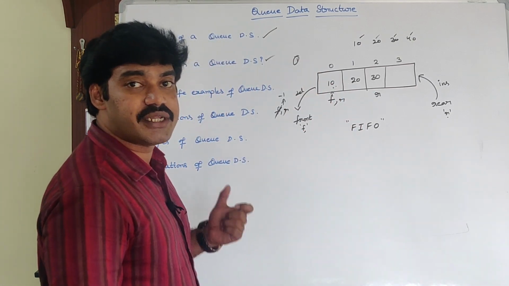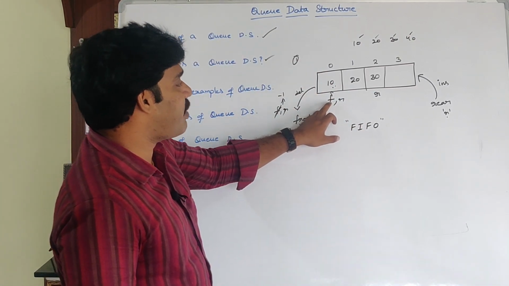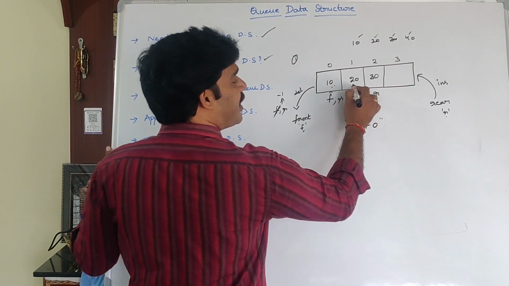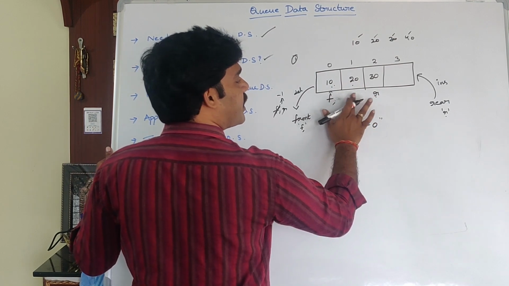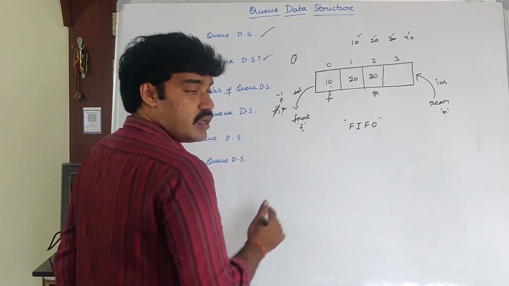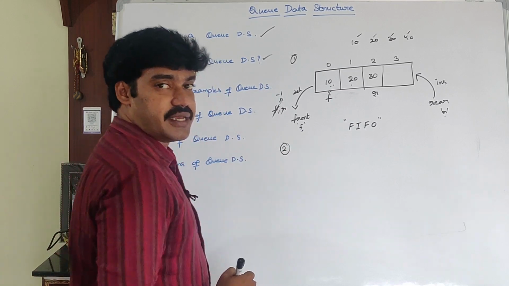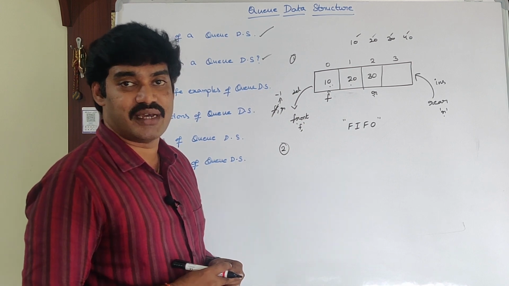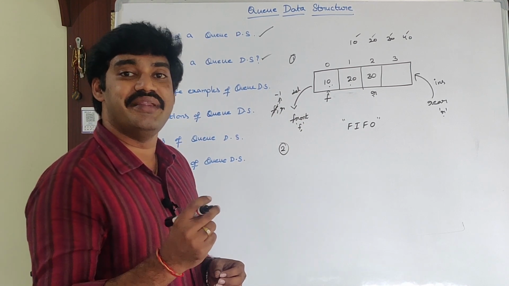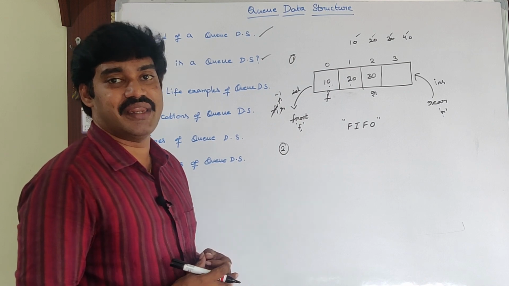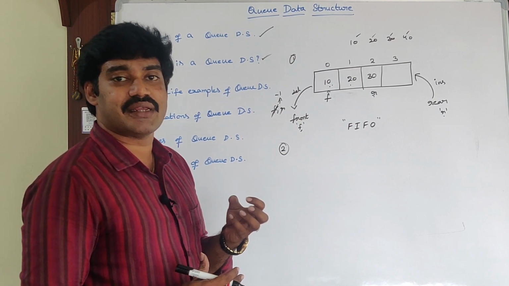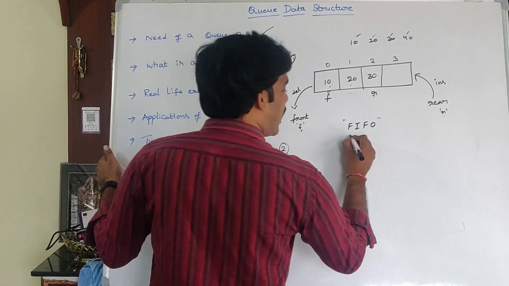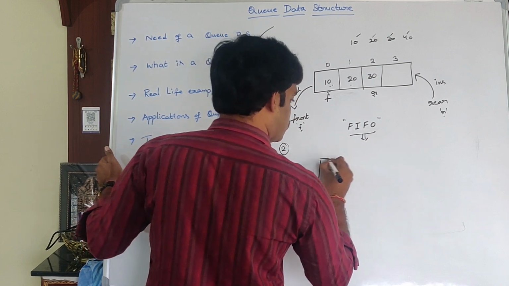Why? Because which element is to be deleted? The element which is pointed by the front pointer is to be deleted first. Next, if you want to insert an element, update the rear pointer and insert an element. And the second definition of a Q data structure is: Q is a linear data structure in which elements are inserted in such a way that the first inserted element is to be deleted first. That's why it is also known as first in, first out.